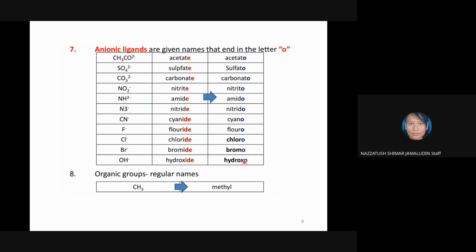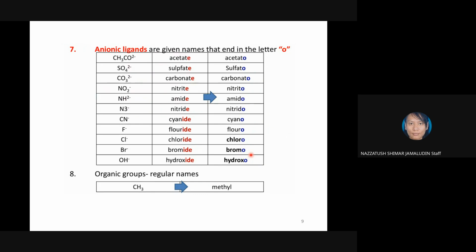Hydroxide becomes hydroxo. Bromide, chloride, fluoride, iodide become bromo, chloro, fluoro, iodo. Cyanide becomes cyano. Isothiocyanate becomes isothiocyanato, thiocyanate becomes thiocyanato. All the -o endings. Acetylacetone becomes acetylacetonato. So when you name your compound in your first experiment later, it will become tris(acetylacetonato)cobalt. I don't know, is it cobalt 2 or cobalt 3?